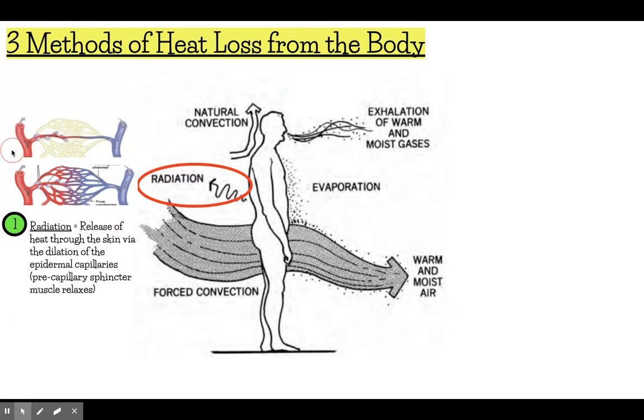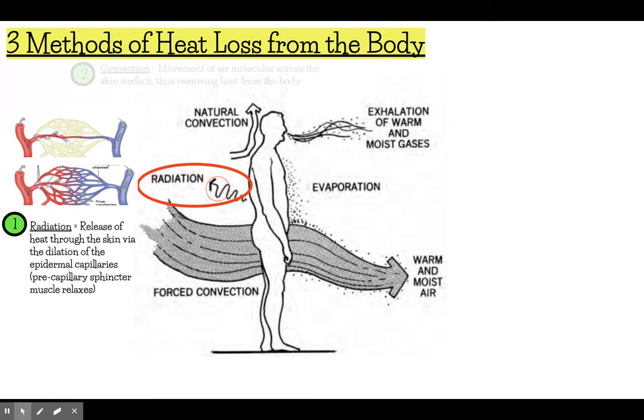Now, if we are in a hypothermic situation or cold weather, we are actually going to constrict or narrow those precapillary sphincter muscles. So, notice in this top scenario, we would not be losing a lot of heat to the environment because those muscles are clamping down the blood flow. Okay, so that's number one, radiation. So, heat just lost directly through the surface of the skin.